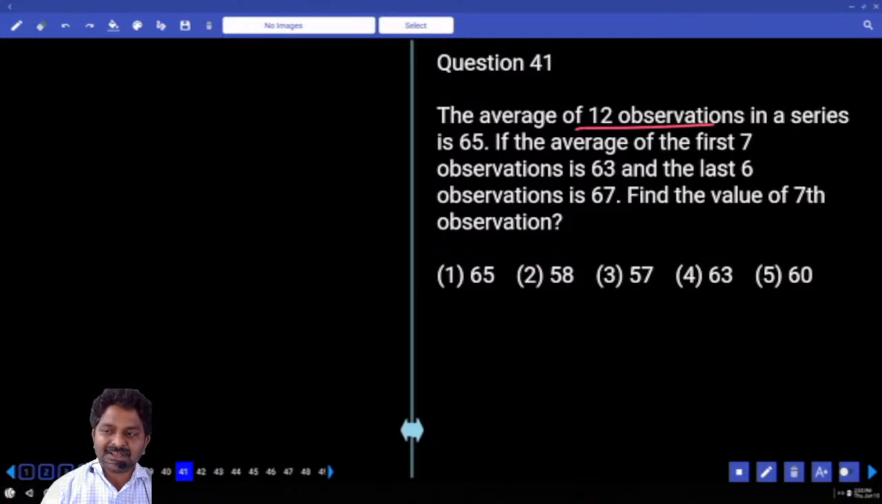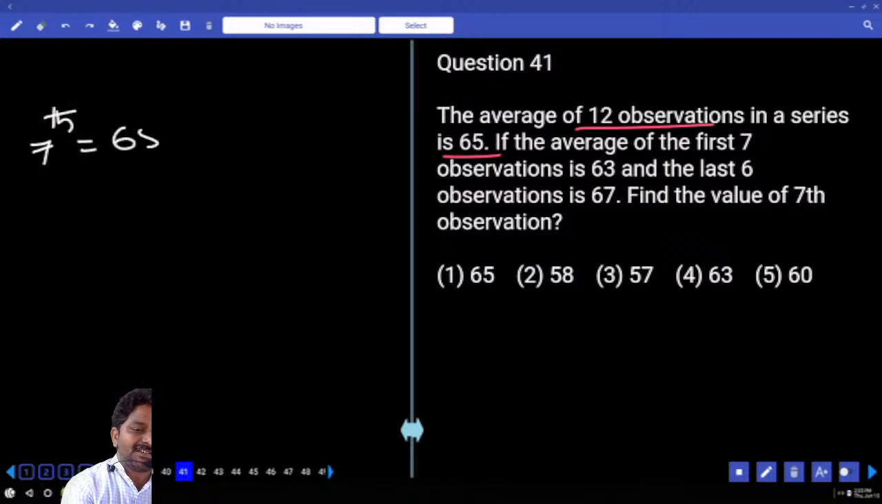Now 12 numbers are there and their average is 65, and we were asked to calculate the 7th number. Equality concept, every number is 65. The first 7 numbers' average is mentioned as 63, which is how much less than the actual average? 2 less. Like that, how many numbers are there? 7. 7 into 2, 14 less. Direct effect, as it is less, we will subtract.